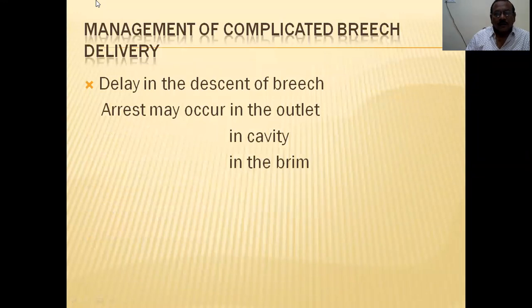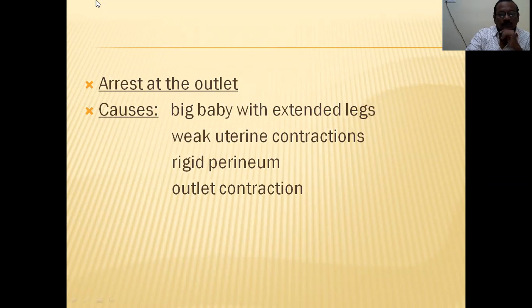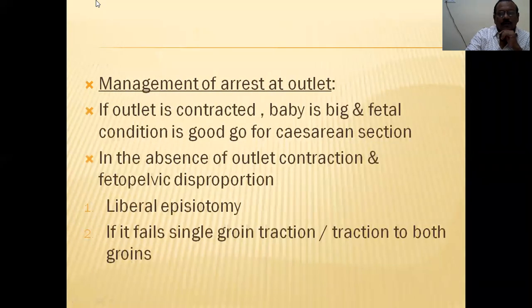Management of complete breech delivery. Delay in the descent of the breech. Arrest may occur in the outlet, cavity, or in the brim. Arrest at the outlet is caused by a big baby with extended legs, weak uterine contractions, rigid perineum, outlet contraction. In any breech delivery, you must give a liberal episiotomy. Management of the arrested outlet.